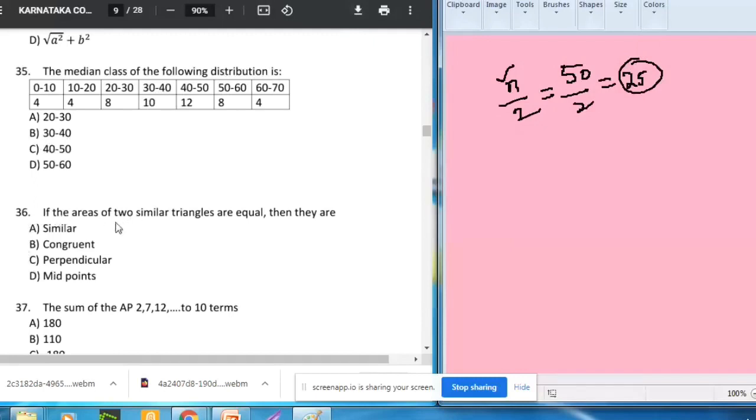36th question. If the areas of two similar triangles are equal, then they are congruent. So always two similar triangles, if their areas are equal, then they are congruent. B is the correct option.